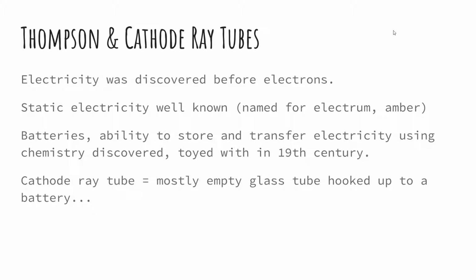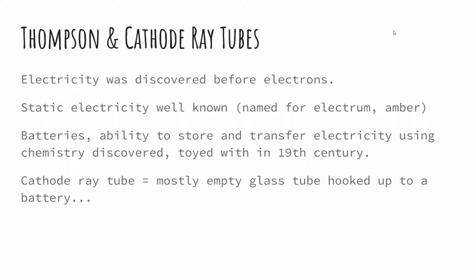Now, electricity was discovered way before we discovered electrons. Obviously, people knew about lightning forever. Static electricity was well known, not just as lightning, but as something you could play around with. It is named, actually, for electrum, which is another name for amber. Amber is a fossilized tree sap. You have amber with fur, and you can make a spark. So, electrum, electricity.